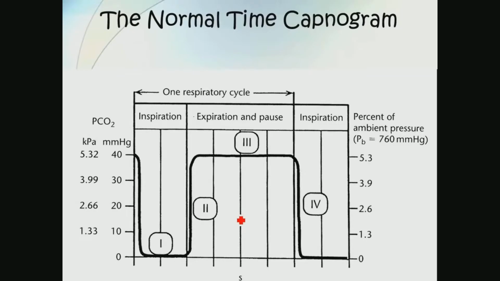Okay. Just going back to the normal time-based capnogram, where we're having time on the x-axis and exhaled CO2 on the y-axis. Giving it a couple different values here. We typically only look at this one, millimeters of mercury. Sometimes you'll see it as a percentage.